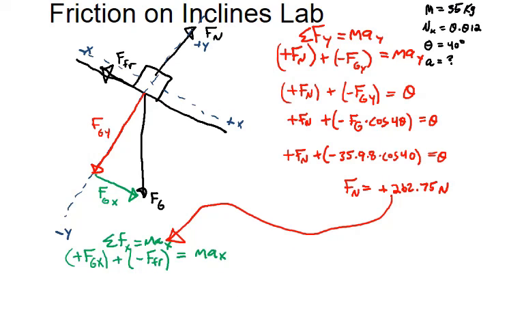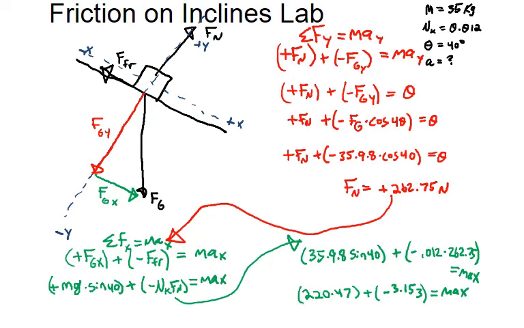Okay, so for the normal force, you should have gotten 262.75. We place that in for the normal force, multiplying that by our coefficient, 0.012, and we should get for our acceleration 6.209 meters per second squared.